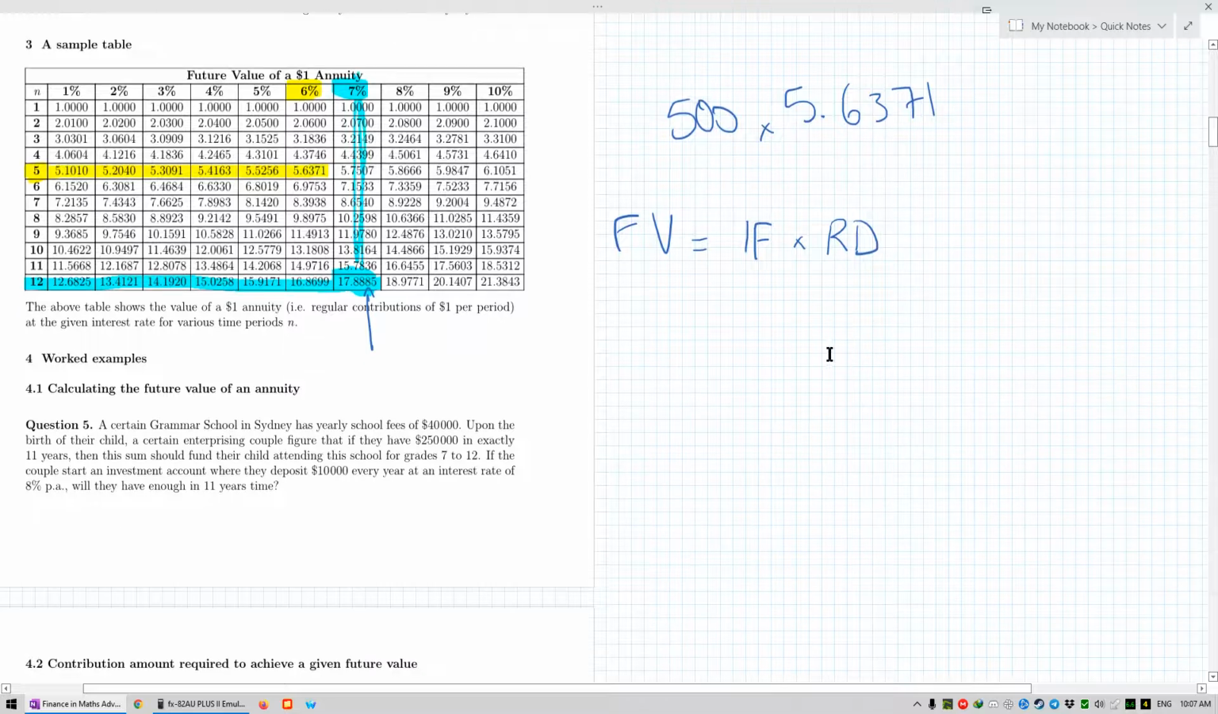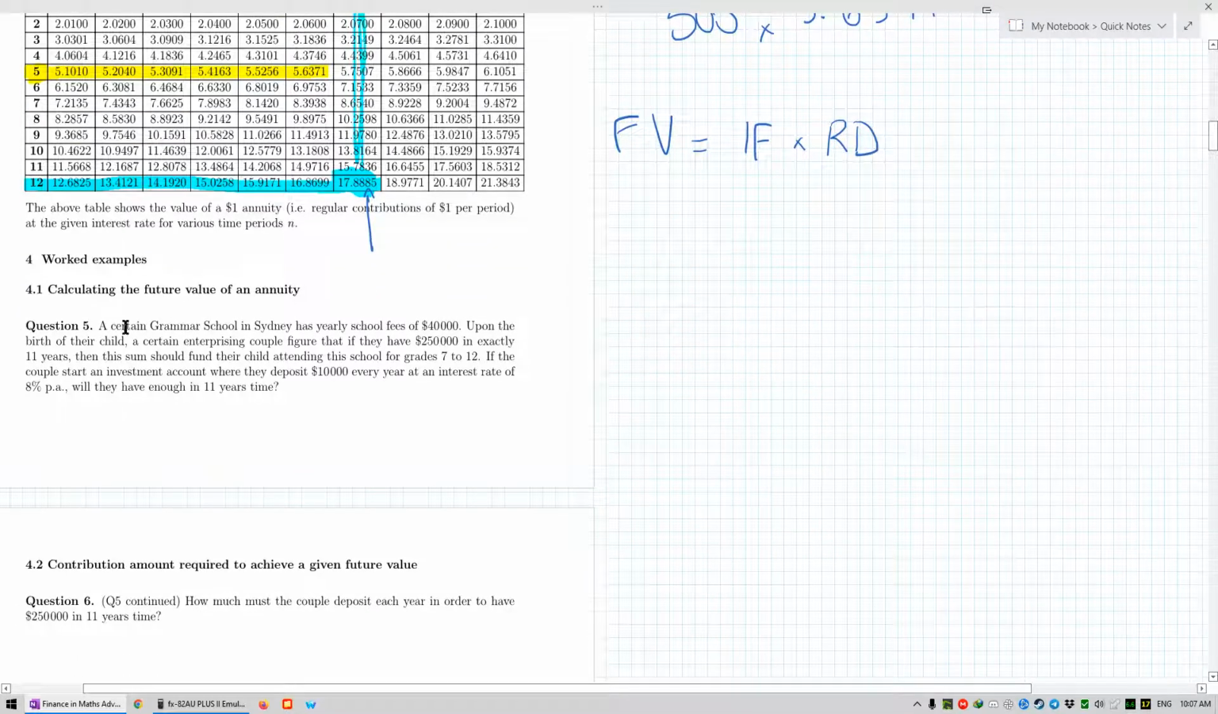So yeah, let's just look at a question. A certain grammar school in Sydney has yearly school fees of $40,000. Upon the birth of their child, a certain enterprising couple figure that if they have $250,000 in exactly 11 years' time, then this sum should fund their child attending this school for grades 7 to 12. If the couple start an investment account where they deposit $10,000 every year.